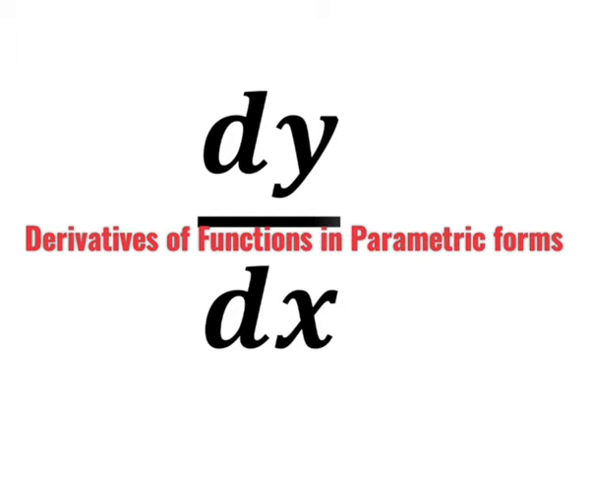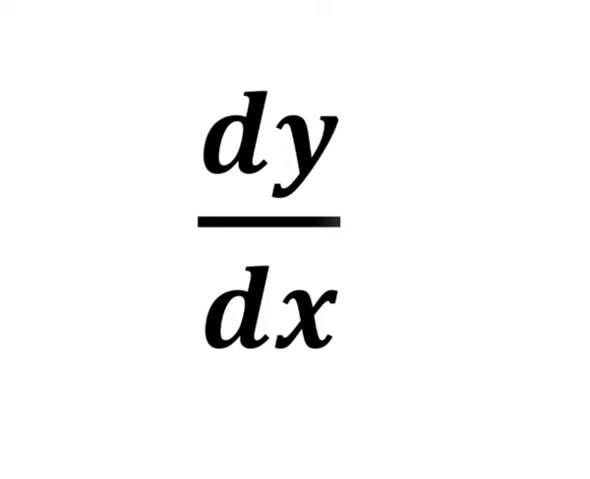So class, now let us learn about derivatives of functions in parametric forms. To learn about that, let us first learn the notation we have used earlier. On the screen you have the notation dy by dx, which in mathematics we read as derivative of y with respect to x.